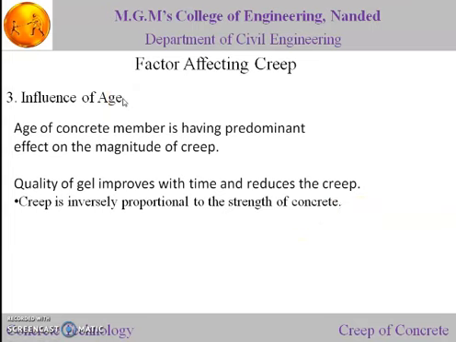Next, influence of age. Age of the concrete member has a predominant effect on the magnitude of creep. As the age of the concrete member increases, we will observe more and more creep. Quality of gel improves with time and reduces the creep. So if the quality of gel is good, there will be a reduction in the creep. So creep is inversely proportional to the strength of concrete. The higher the grade of concrete, the less will be the creep.